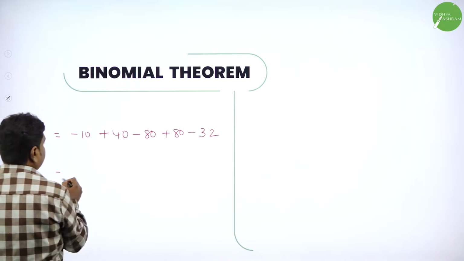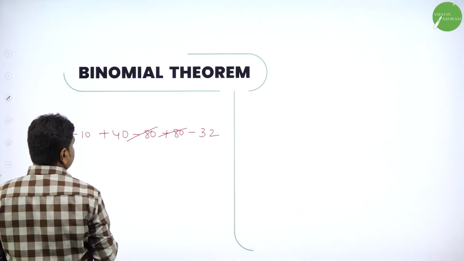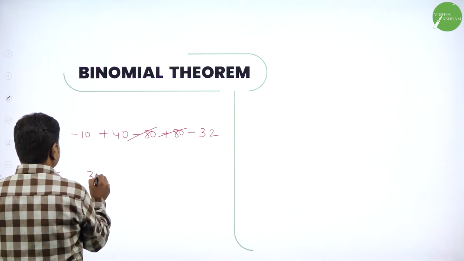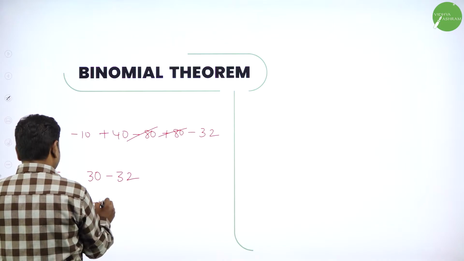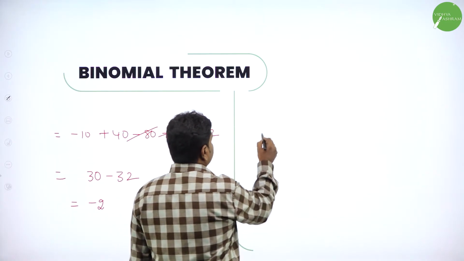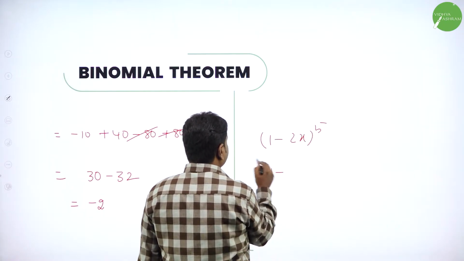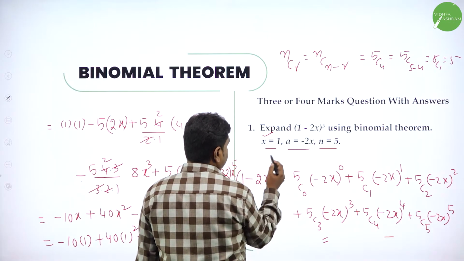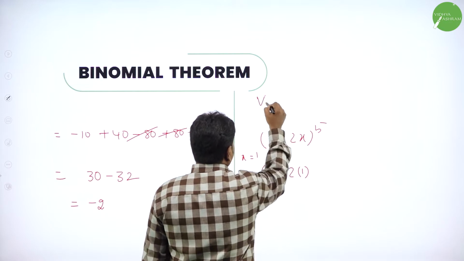So simplify this, I can cancel these two. So it will be 30 minus 32. This 30 is positive, that is minus 32, we will get minus 2. So we'll check this. So they told (1 minus 2x) power 5 is the question, and they gave x is equal to what? 1. x value is 1, right? Yes. In the place of x, if you put 1, (1 minus 2 into 1) power 5. So just I'm verifying.